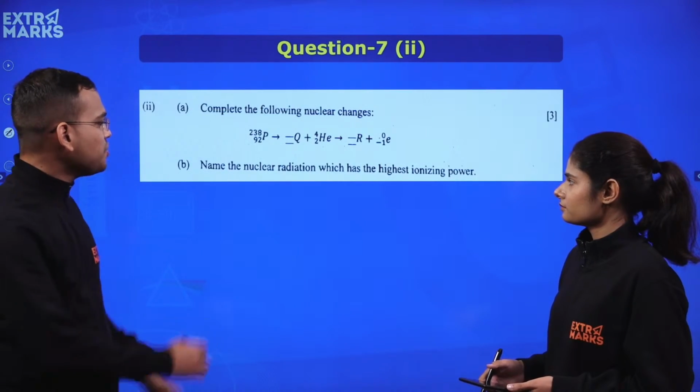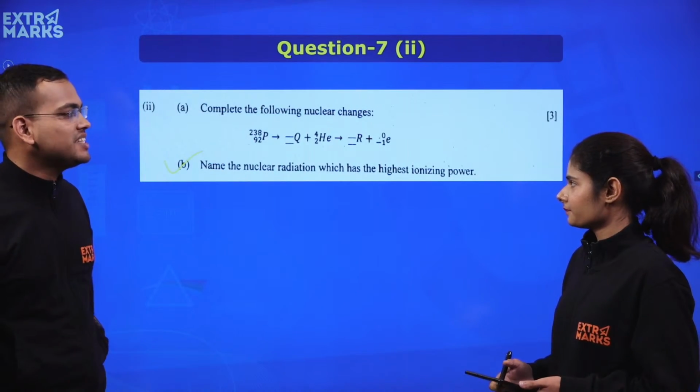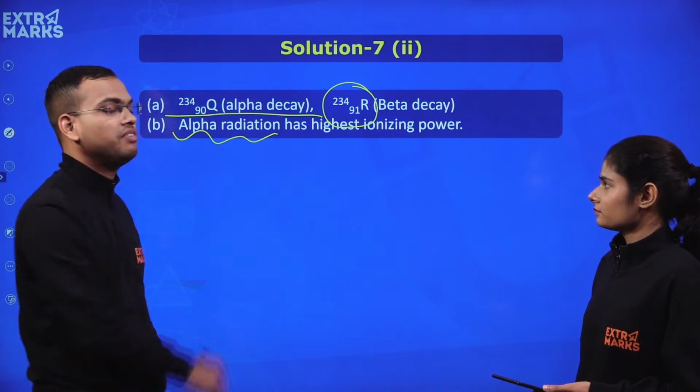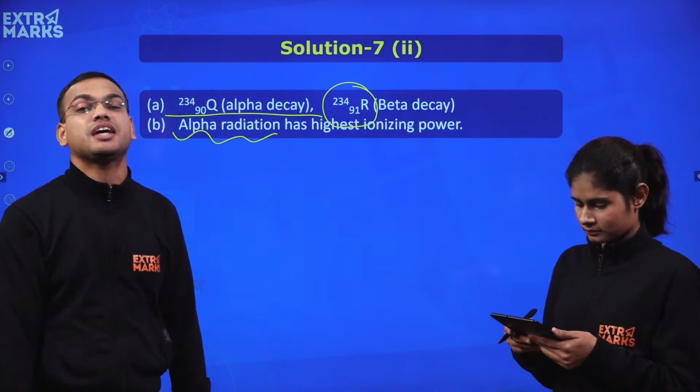Now, the second question is to name the nuclear radiation which has the highest ionizing power. The highest ionizing power is definitely of alpha radiation. Alpha radiation will have the highest ionizing power.